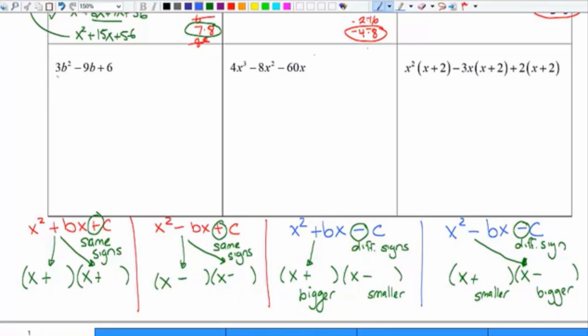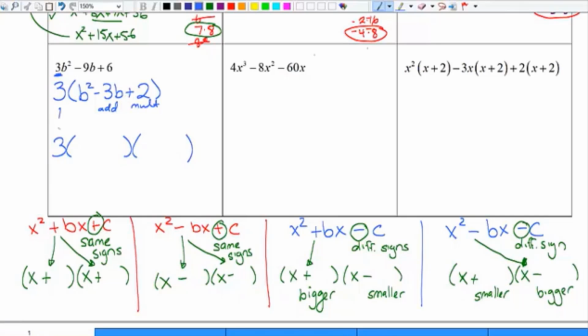First of all, I've not taught you how to deal with problems when there's a 3 in front. But that's because you have to factor out a GCF. So first thing I'm going to do is factor out a GCF of 3, which leaves me with b squared minus 3b plus 2. I'm looking for two numbers that multiply to 2, yet add to negative 3.